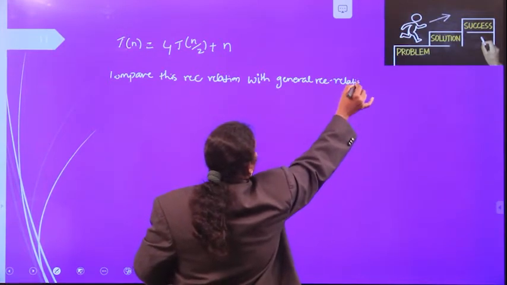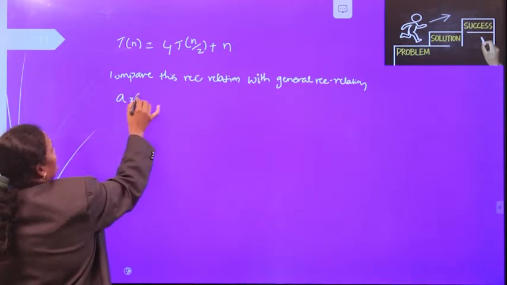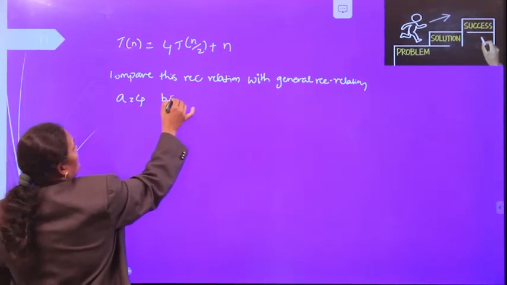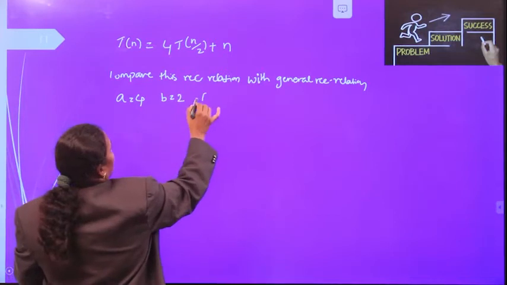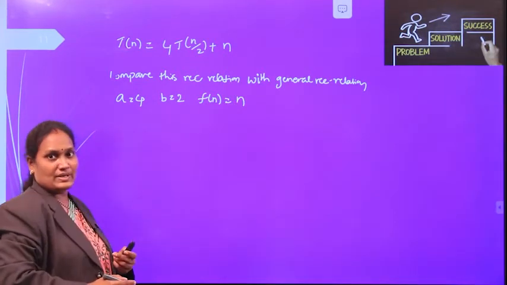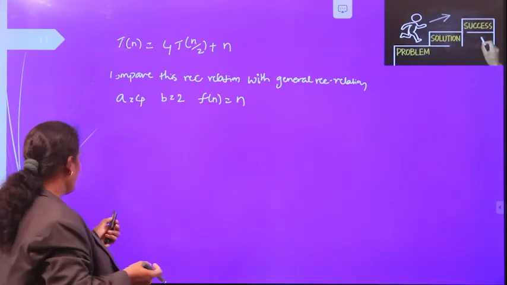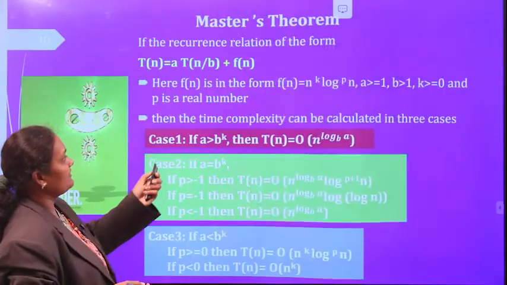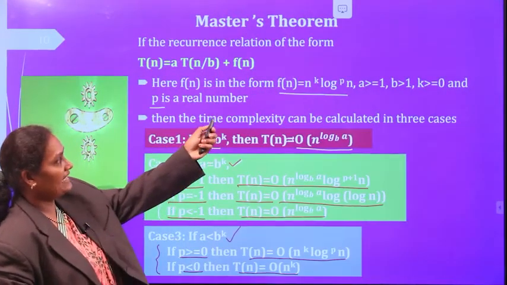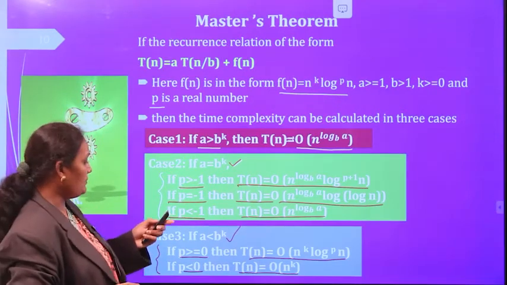Compare this recurrence relation with the general recurrence relation. By comparing, we get a value is 4, b value is 2 and f of n value is n. But what about the representation of f of n? Earlier we have f of n as n power k log n power p.